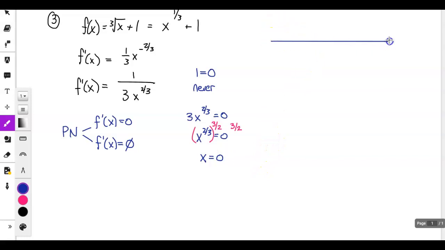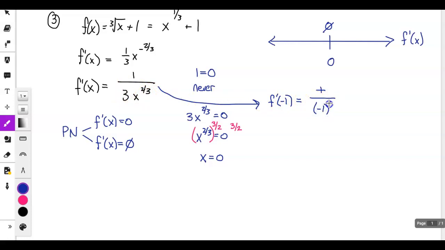All right, so we're going to go ahead and make a sign chart for the derivative. Like I said, our only partition number is 0, and it made our derivative undefined. Okay, so let's take this part of the derivative right here and plug in a negative number. I'm just going to plug in -1. The numerator would just stay as 1, so that's positive. And then the denominator, the 3 you can kind of ignore because it's positive anyway. So all we have to do is -1 to the 2/3.